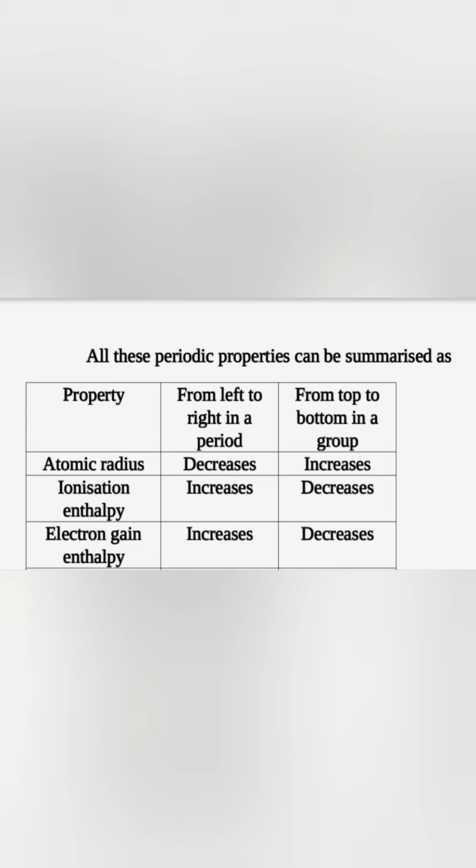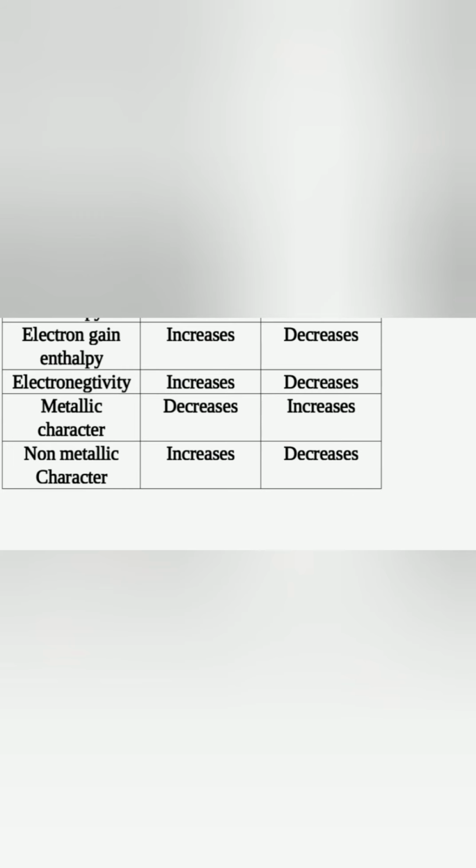Similarly, the ionization enthalpy, in a period it increases, but in a group it decreases. Next one, electron gain enthalpy, the same pattern itself. From left to right in a period it increases, in a group it decreases. Last one is electronegativity. From left to right in a period it increases, but in a group it decreases. Then metallic character. Metallic character in a period decreases, and in a group it increases. Similarly, non-metallic character increases in a period but decreases in a group.